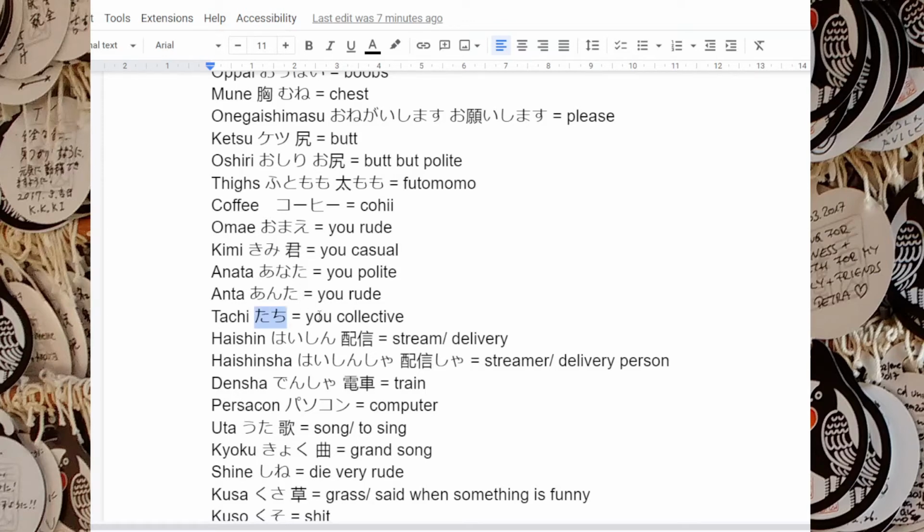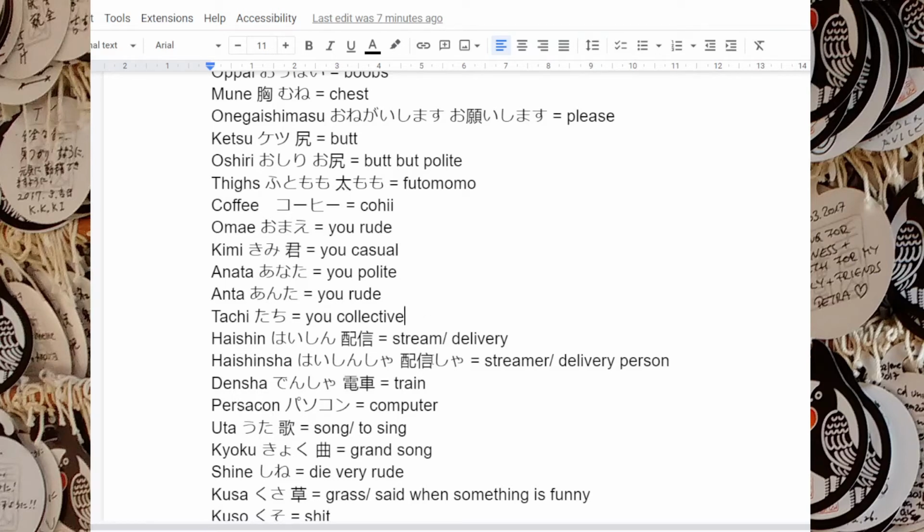Now, tachi. Tachi is 'you' collectively. So, for example, if Nagzz was talking to chat, you'd probably say omae tachi, because it's kind of on that casual, loose end of speaking. It's not rude as such. It would be rude if you used it to somebody you weren't familiar with. But it's very casual, so you definitely wouldn't use that to like your boss or something.